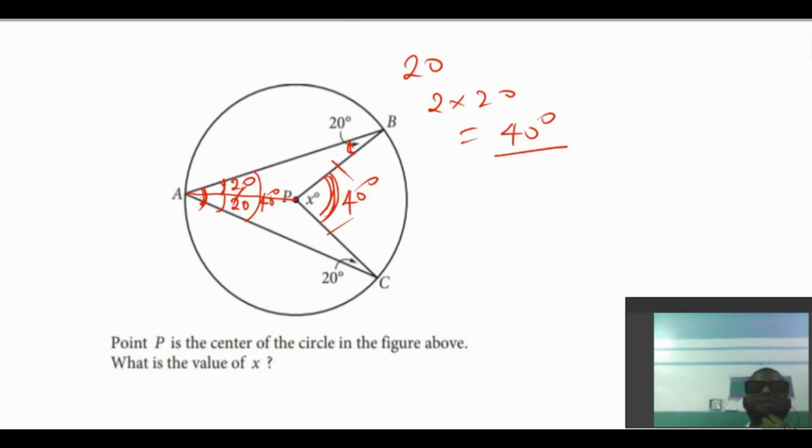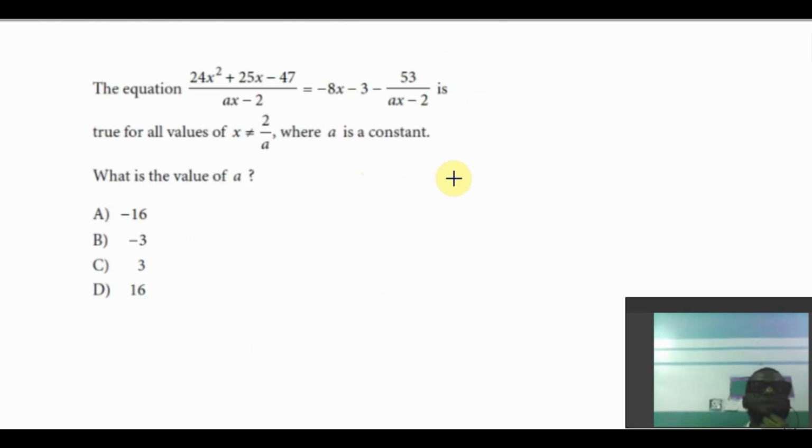All right, next. The equation, this is equal to this, is true for all values of x not equal to 2 over 8, over a. That's good, because when they are equal, it means that this equation is undefined. So what is the value of a?